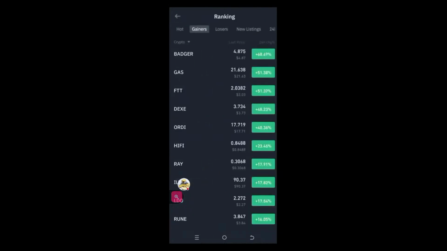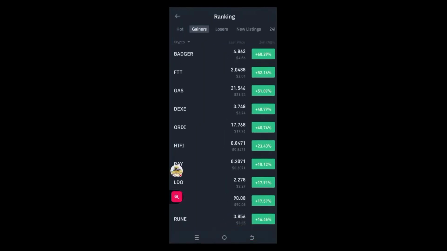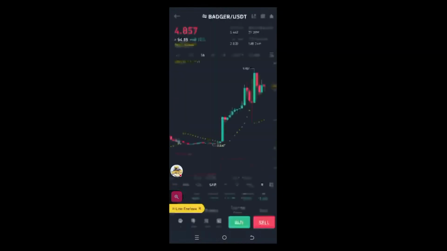Now, because BTC has just gone through a slight dump right now, most of the prices will be falling, but that's not a problem. We'll definitely be able to get one of the trades. Now, look at this. We can see that the topmost one has risen like plus 68% within the last 24 hours, right? That should be Badger, I think. Yeah, Badger is $4.86. If I click on it, you can see what's going on here.